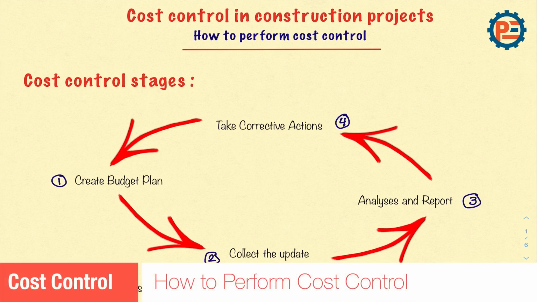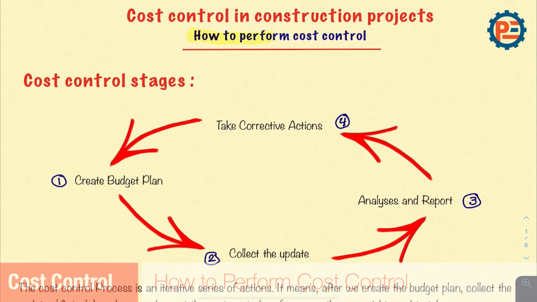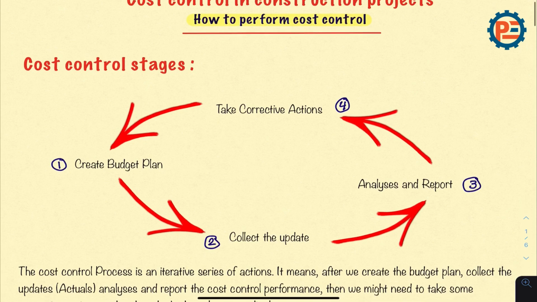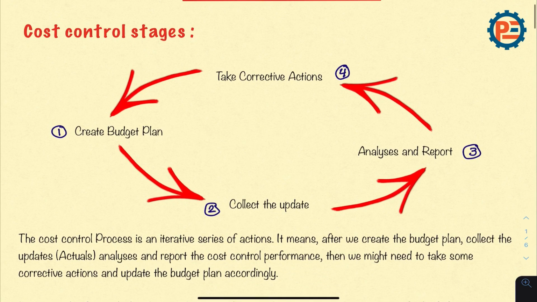In this video, we'll talk about how to perform cost control. The cost control stages, in my opinion, there are four. First stage is to create the budget plan. Then you collect the update. Then you analyze and report. Then you take corrective action and update your budget plan if necessary.